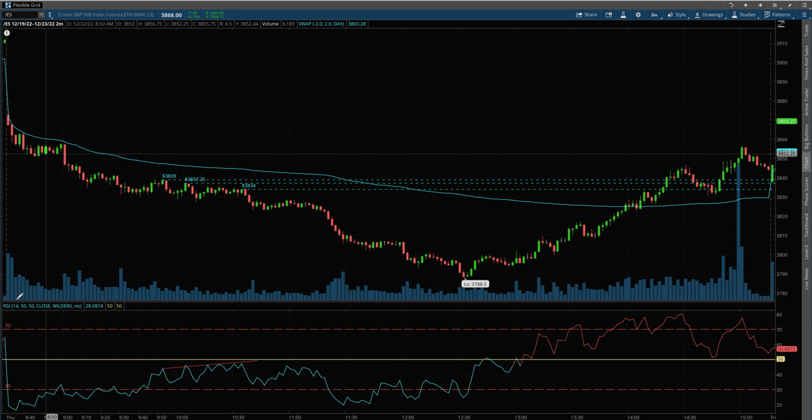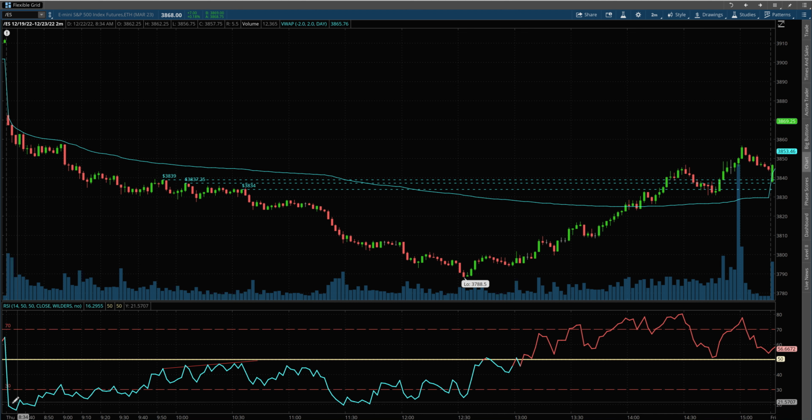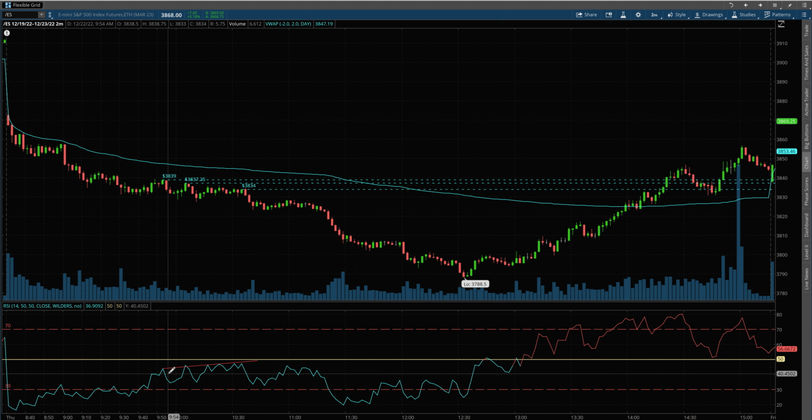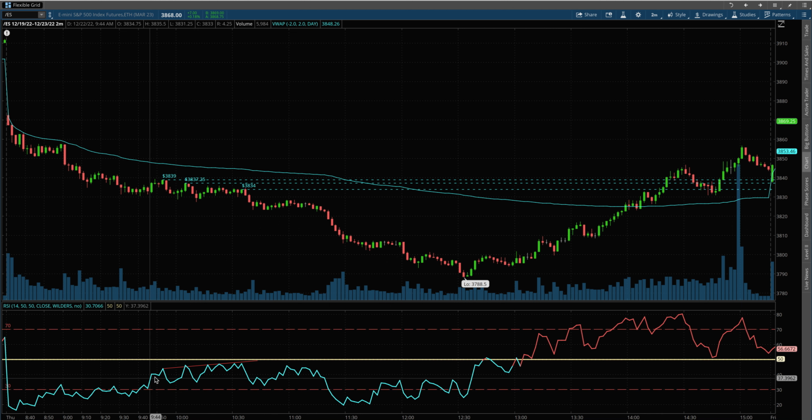Now, if you look down here at RSI, which is the part that I want to discuss today, RSI is steadily moving up throughout the day. So after an initial drop off, we start moving up. We move up above the 30 line. We regain that, and then we start to move up again.